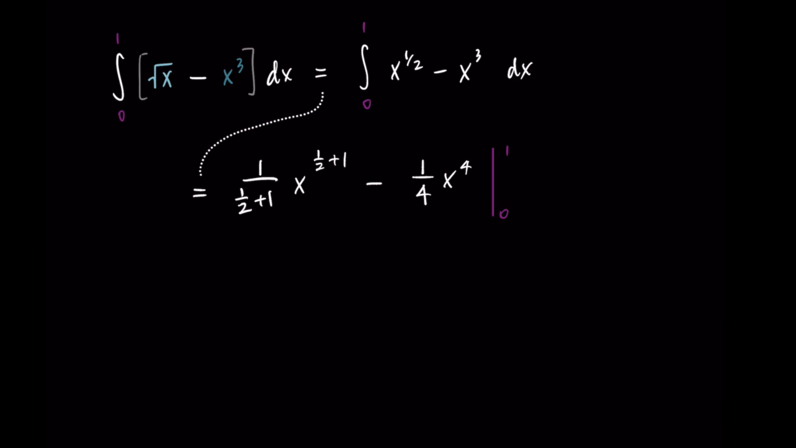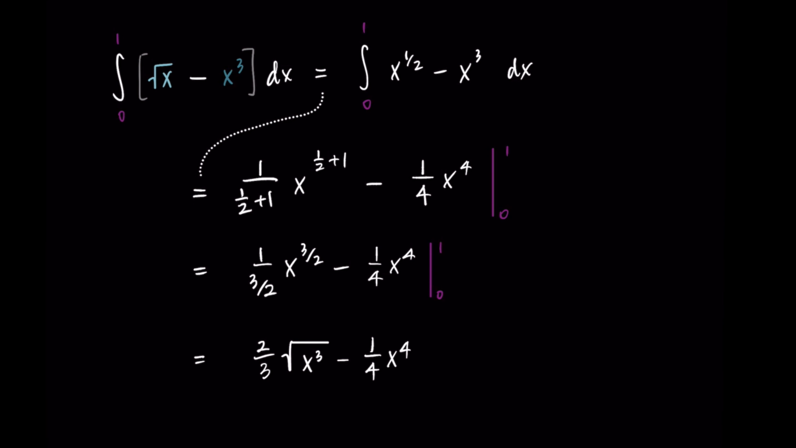Okay, so back to finishing the problem. Before I substitute in the bounds, I'm going to do some simplifying. So 1/2 plus 1 is 3/2, so I'll rewrite that here. And then, now that I have that, I'm going to just rewrite this complex fraction, the 1 over 3 over 2, as 2/3. So I multiply by the reciprocal, that's 2/3. Then I can also rewrite x to the 3/2 as the square root of x cubed. You can remember x to the 1/2 is the square root of x, so x to the 3/2 is the square root of x cubed.